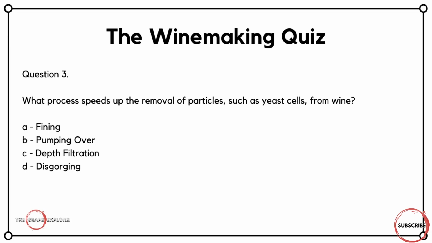So we're going to move on to question 3 now and check out your knowledge of another very specific process in winemaking. What process speeds up the removal of particles such as yeast cells from wine? Is it A, fining, B, pumping over, C, depth filtration, or D, disgorging?